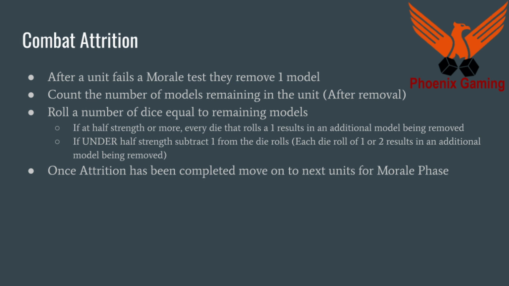Now, obviously, there's armies and there's rules that help mitigate or prevent this or make it worse. So Gretchen, for example, have an inherent -1 to their combat attrition. So even when they're over half strength, Gretchen run on 1s and 2s. And then if they're under half strength, they'll roll on 1s, 2s, and 3s because there's no cap on that modifier. Space Marines can ignore any and or all combat attrition modifiers, so they'll only ever run on a 1. And then once combat attrition has been completed, you move to the next steps for morale phase.